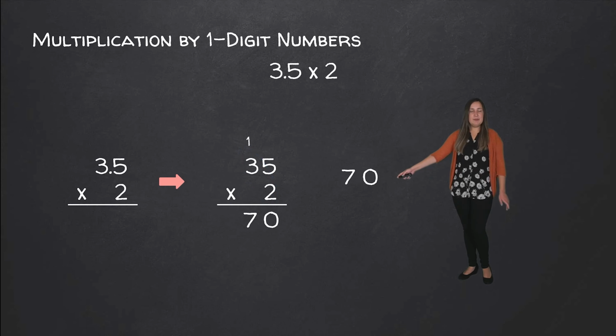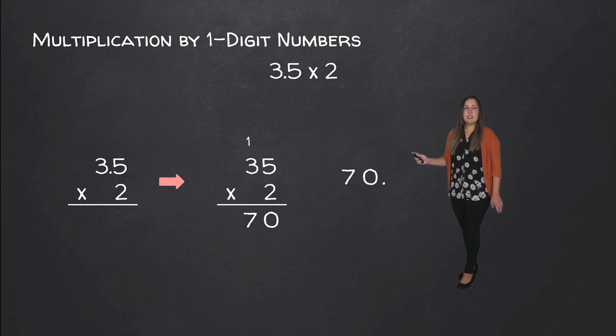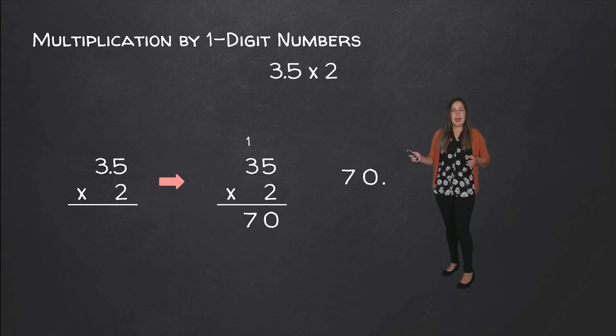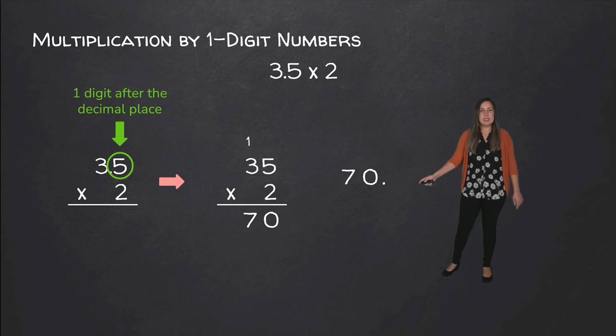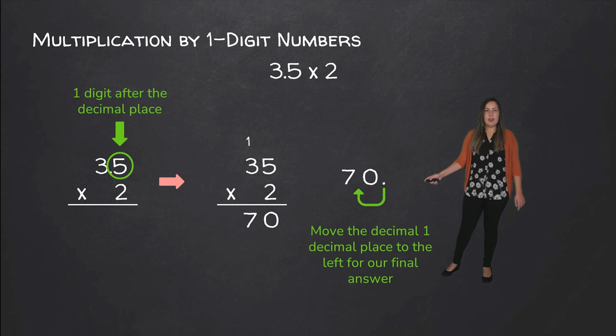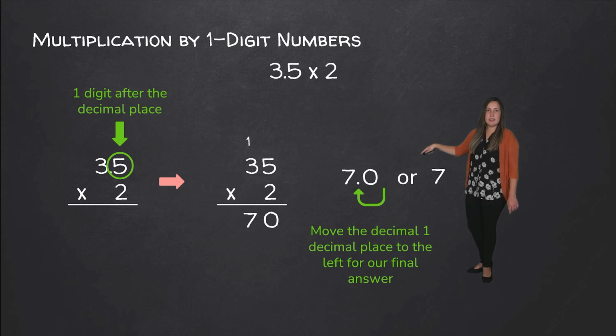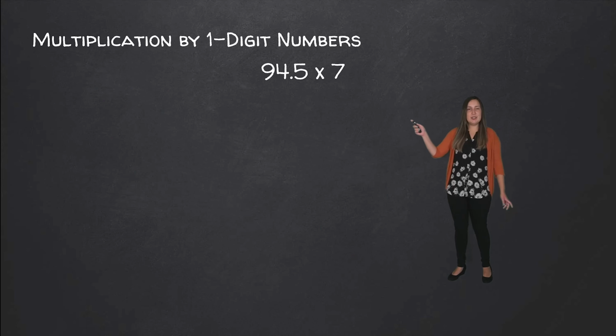Let's rewrite the 70. Let's add a decimal point at the end of it since it's a whole number. And then we're going to go back to our original problem and see how many digits we have after the decimal place. And in this case, it is only 1. So that tells us we're going to take this decimal point and move it 1 decimal place to the left for our final answer. And so our answer here is 7, and we could rewrite it without the 0 because 7.0 is just the same thing as 7. So let's do another example.